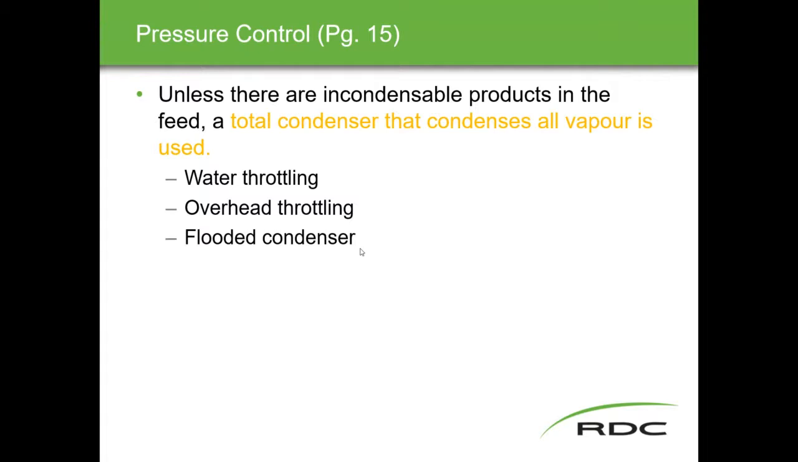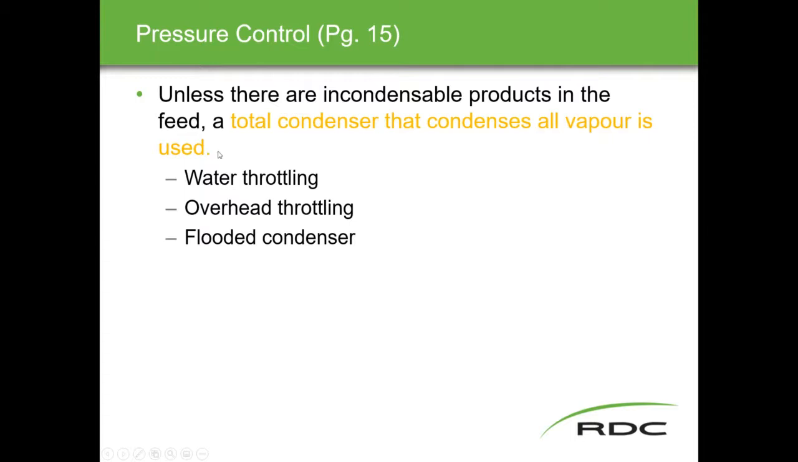Pressure control. So starting to talk about the different schemes that are used. And again, they go from kind of basic control to more common control as we progress through them here. So first we start out with pressure control on page 15, and that of course is controlling the pressure inside the column as a method of controlling our products. So unless there are incondensable products in the feed, we use something that's called a total condenser that condenses all the vapor that is used.